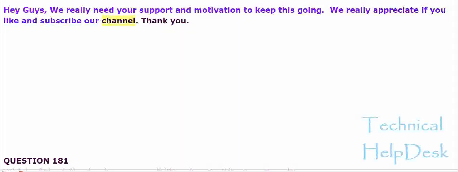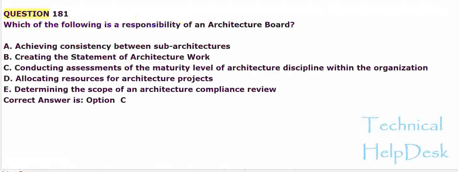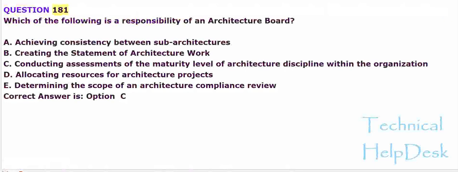Thank you. Question 181. Which of the following is a responsibility of an architecture board? A. Achieving consistency between sub-architectures. B. Creating the statement of architecture work. C. Conducting assessments of the maturity level of architecture discipline within the organization. D. Allocating resources for architecture projects. E. Determining the scope of an architecture compliance review. Correct answer is option C.